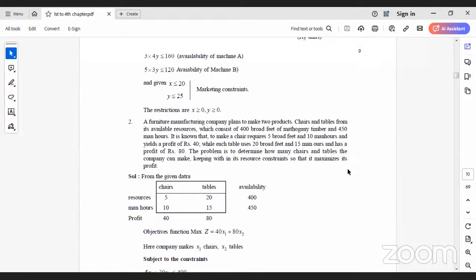The furniture manufacturing company plans to work, so the same has been given here. Z is equal to C. What is the C here? 40 x1, profit here 80 x2, x1 x2 constants here.